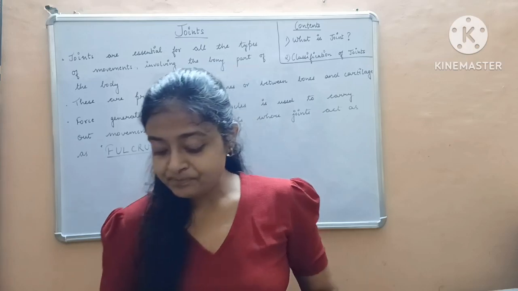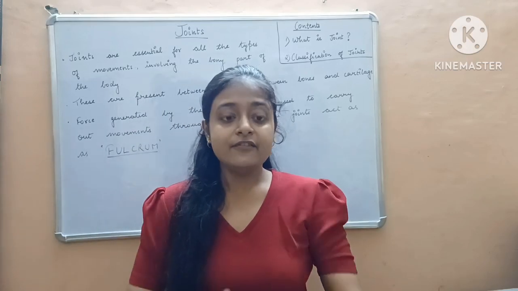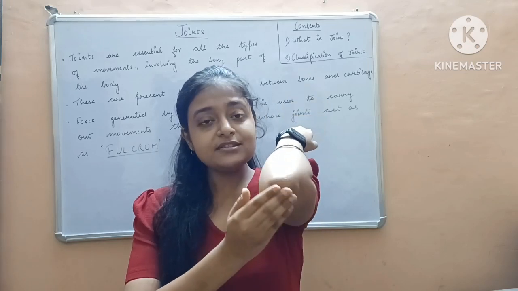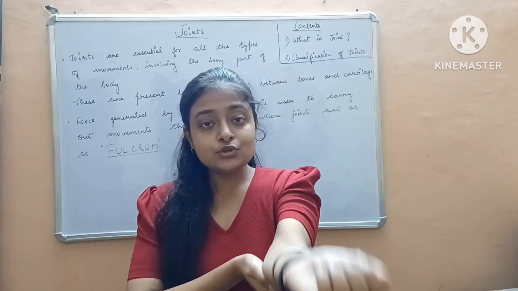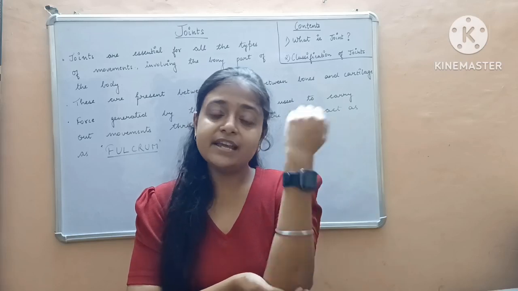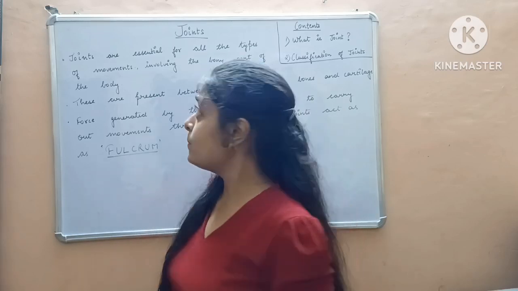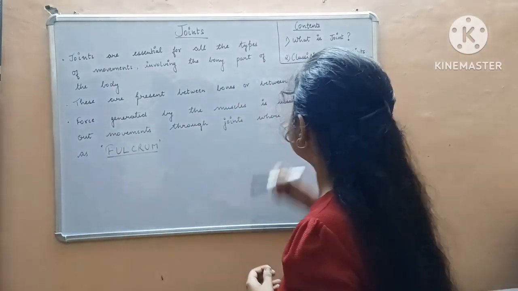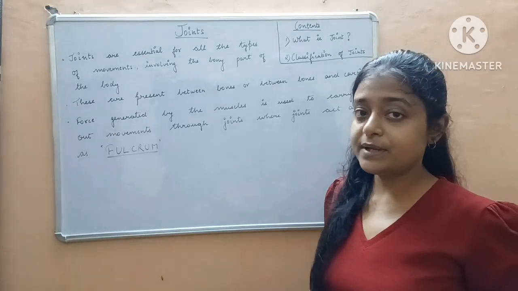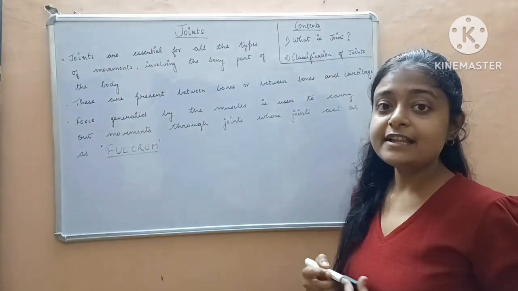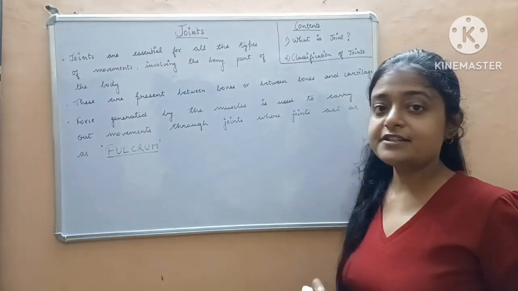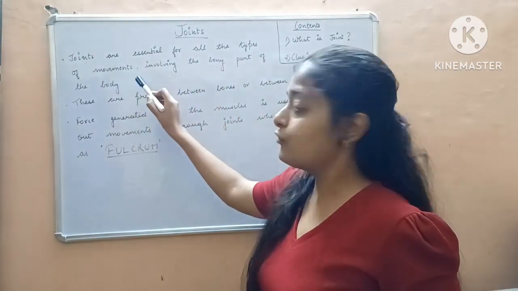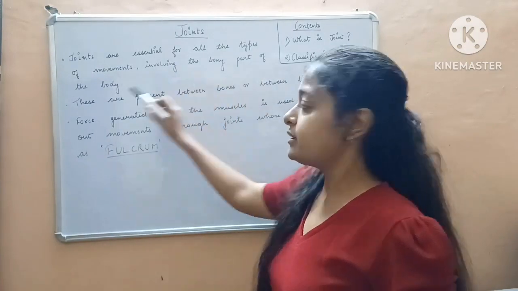In a similar way, in our body, where the bones are connected, that point is called a joint. This is a joint that allows us to move our hand in any direction. So today we will discuss the topic of joints. The contents we will study in today's class are, first, what is a joint, and second, the classification of joints. Joints are essential for all types of movement involving the bony part of the body.